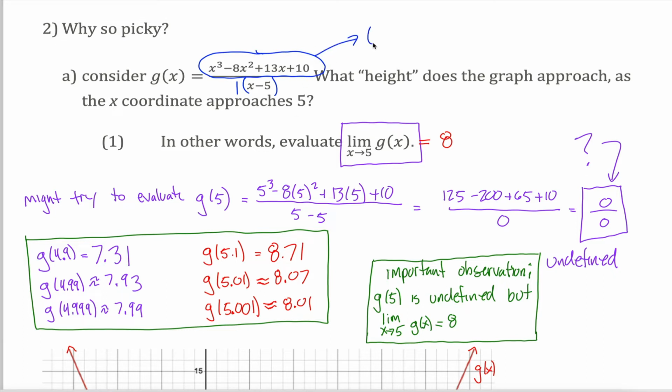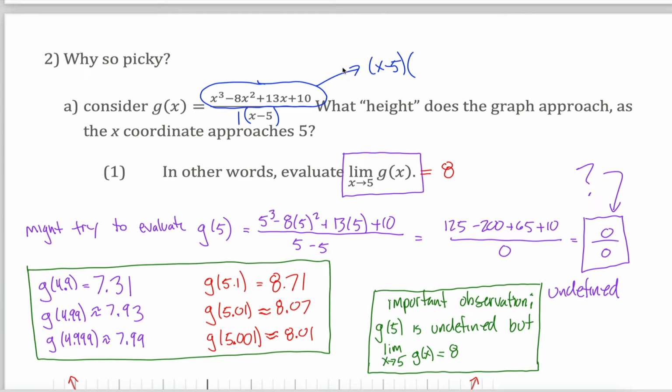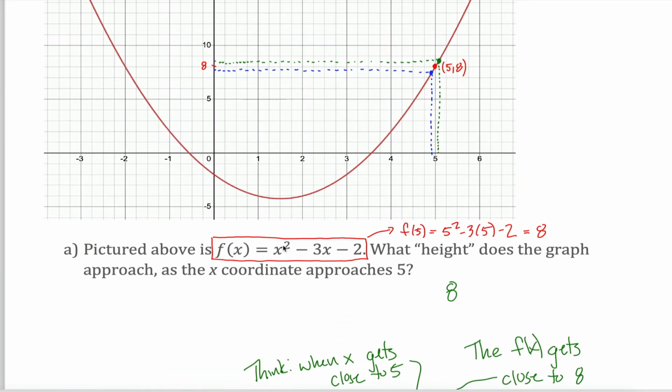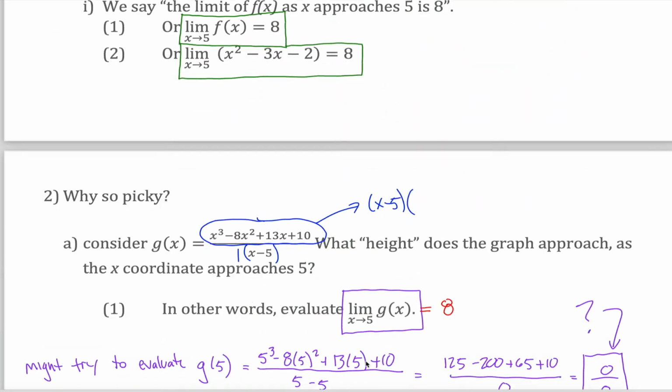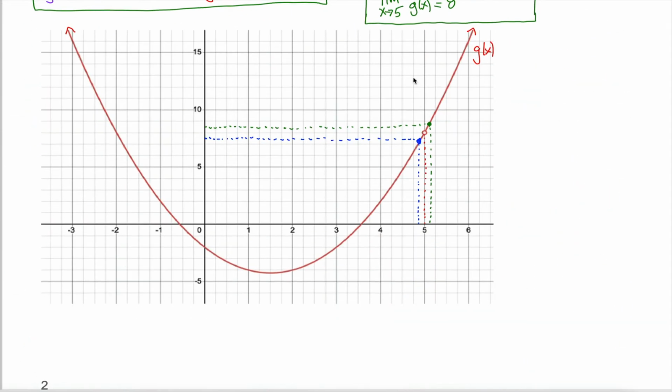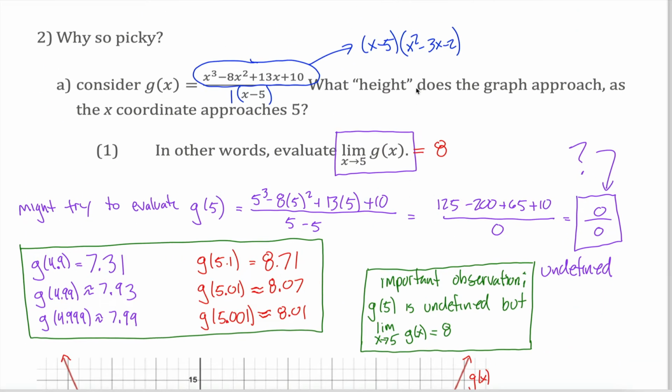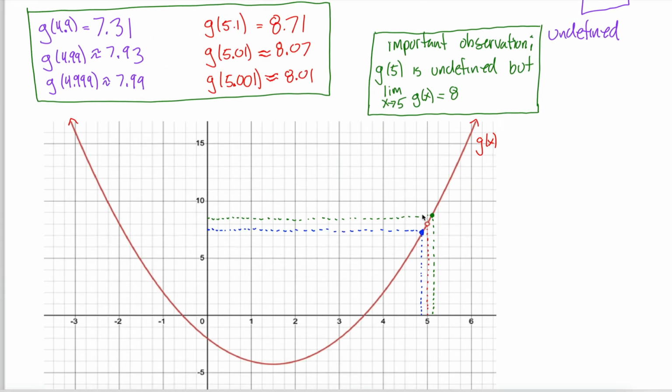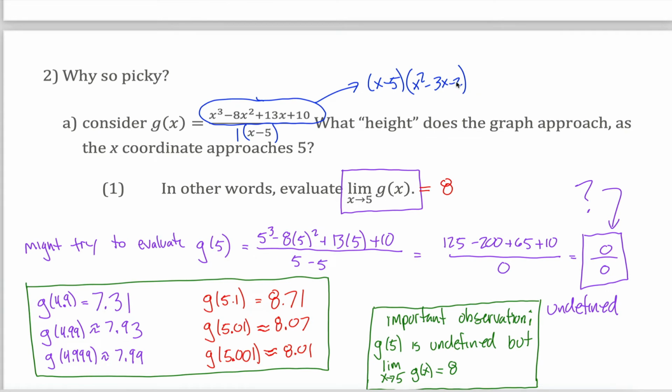In case you're curious, where I came up with this polynomial is I took x minus 5 and I multiplied it by x squared minus 3x minus 2. The way I created this graph that looks just like x squared minus 3x minus 2, except it has this open circle here at 5, is I took x squared minus 3x minus 2, and I multiplied it by x minus 5, and then I divided by x minus 5, creating that hole at 5.